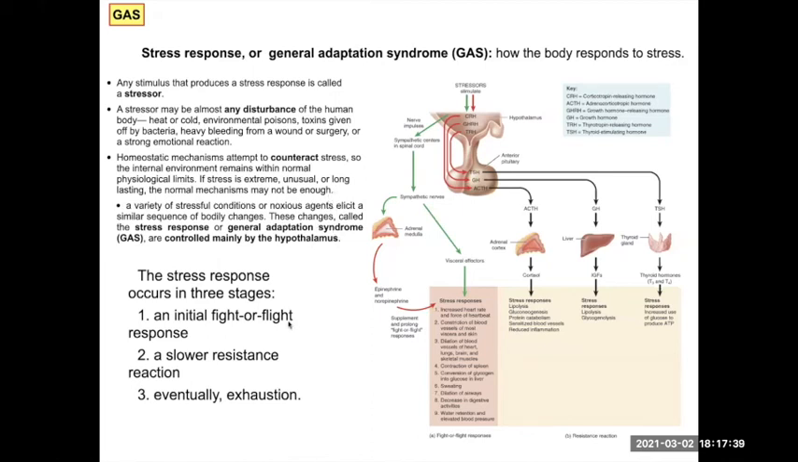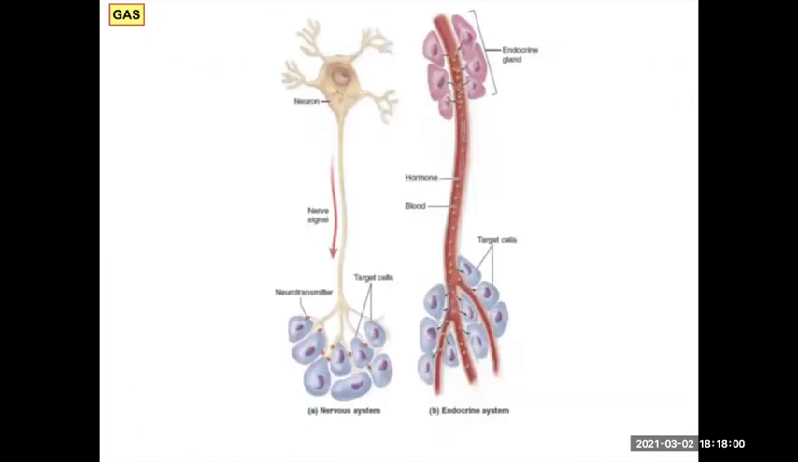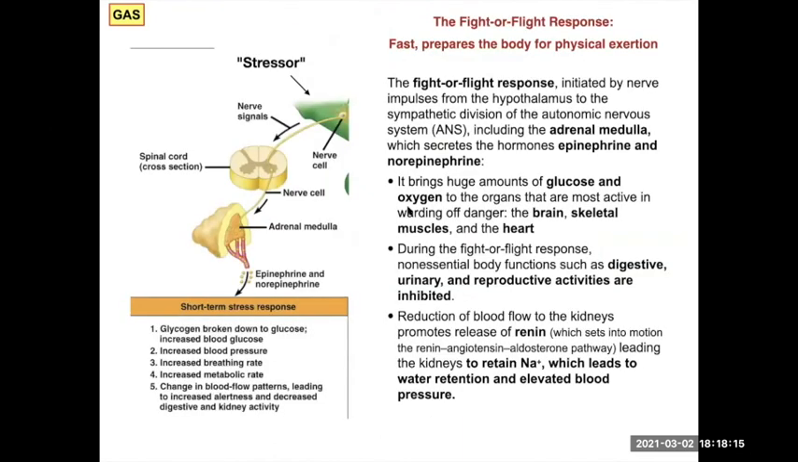And so this stress response, we'll learn, has three stages: the initial fight or flight, a slower, longer-term resistance reaction, and then eventually what happens when you do this for too long. Just as a reminder, neurons are in the brain or spinal cord for the most part, and they send out their axons to target cells, whereas the endocrine system releases hormones into the blood.